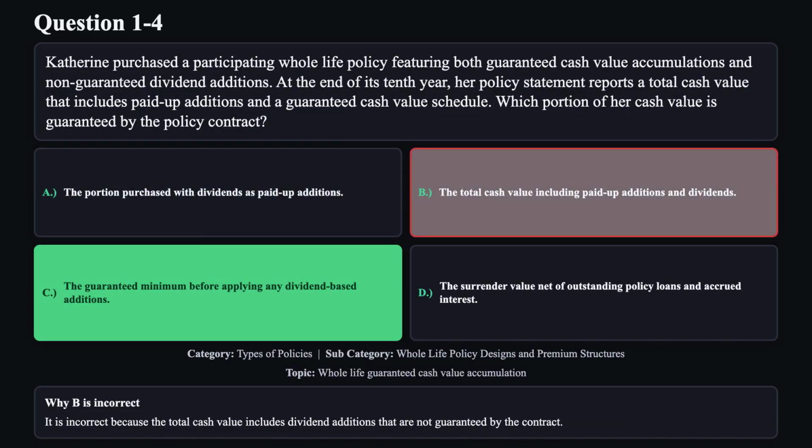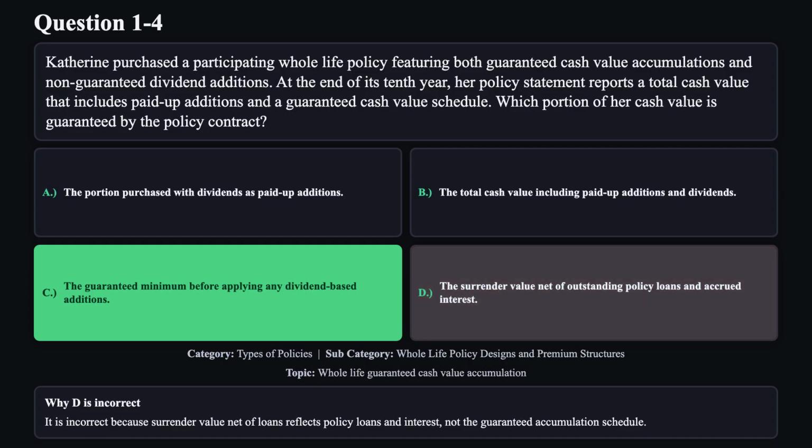Reason B is not correct. It is incorrect because the total cash value includes dividend additions that are not guaranteed by the contract. Reason D is not correct. It is incorrect because surrender value net of loans reflects policy loans and interest, not the guaranteed accumulation schedule.